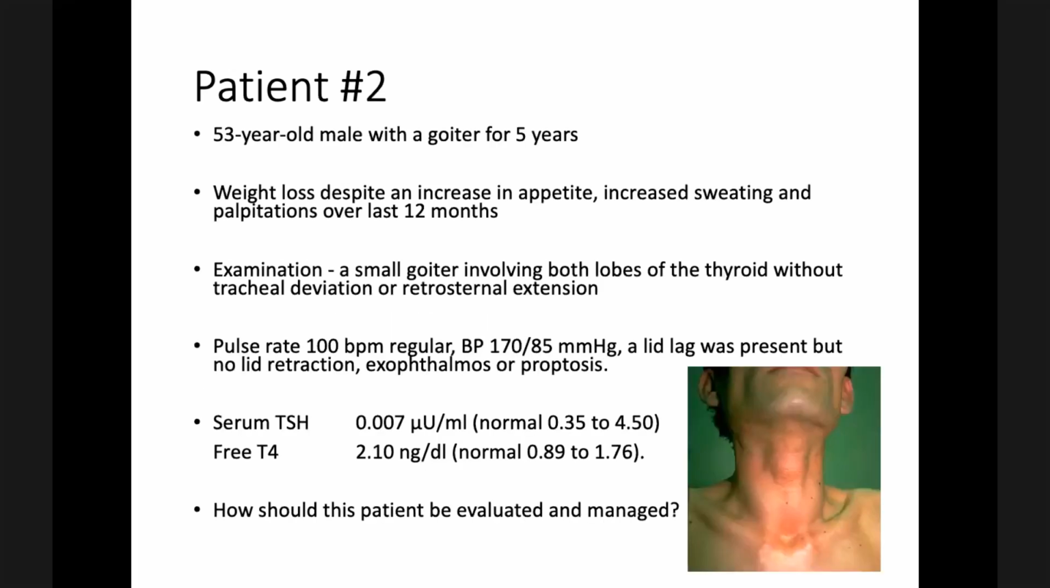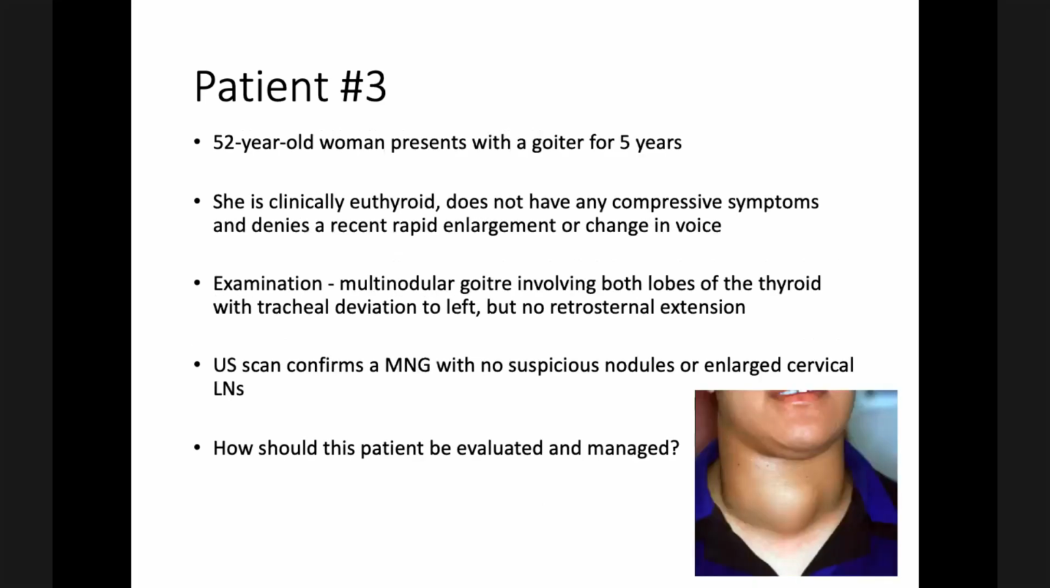Then the next patient, a slightly oldish male. Again, somewhat similar picture: weight loss despite an increase in appetite, increased sweating, palpitations, small goiter. You can see there's a goiter involving both lobes. Again, tachycardic, hypertensive. Differences: there's a lid-lag, but no other eye signs. Again, low TSH, T4 level is high. So the diagnosis here would be a toxic multinodular goiter. Then how this patient should be assessed and managed is what we are going to discuss.